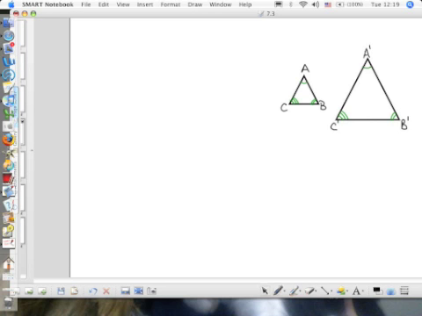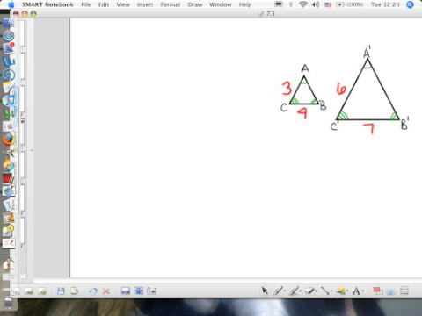Suppose I said that AC had a measure of 3 and A prime C prime had a measure of 6. CB had a measure of 4. And C prime B prime had a measure of 7. And I asked you, are these two triangles similar?